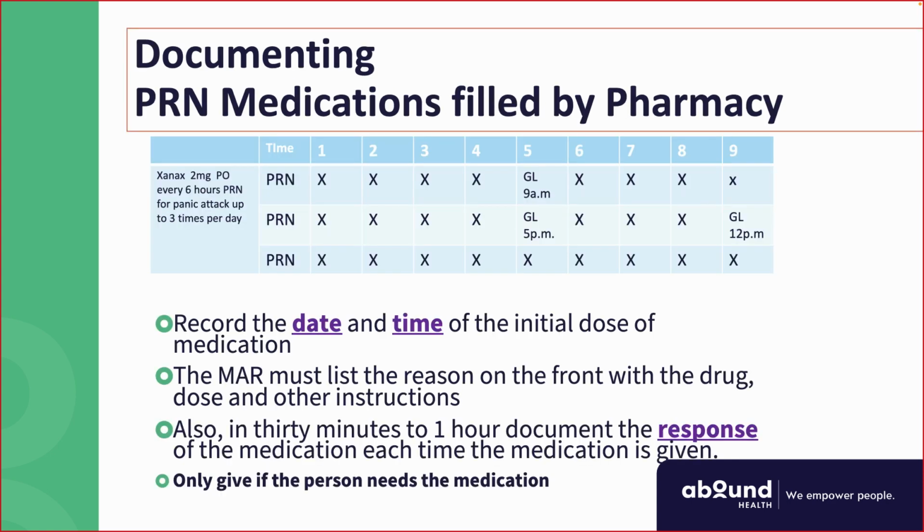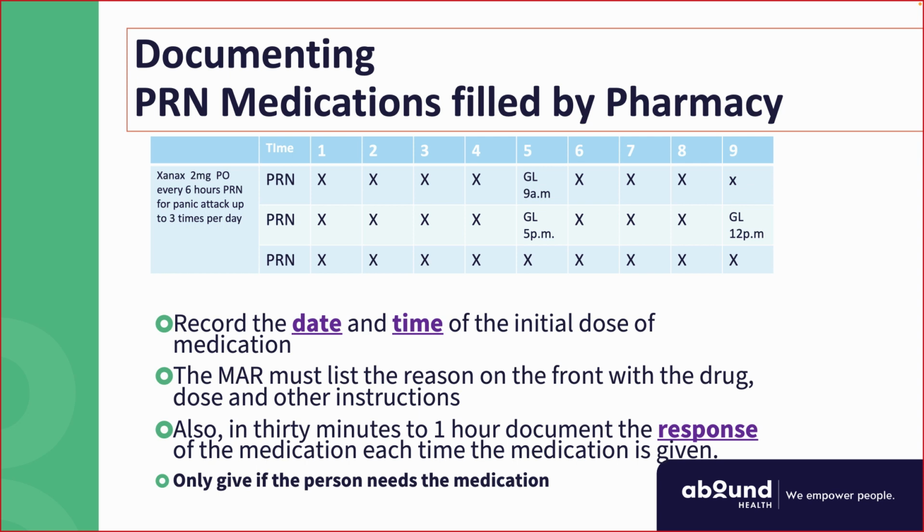So this is how you would document a filled by the pharmacy PRN medication. Filled by the pharmacy PRN medications are required to be kept on the front side of the MAR. For this example, we're going to be using Xanax. So what you're going to do is record the date and time of the initial dose of medication. You can see on this example that from the 1st through the 4th, the client did not need the medication. On the 5th at 9 a.m., they had a panic attack and the care provider gave a dose of their Xanax. They recorded the time and date of the initial dose.